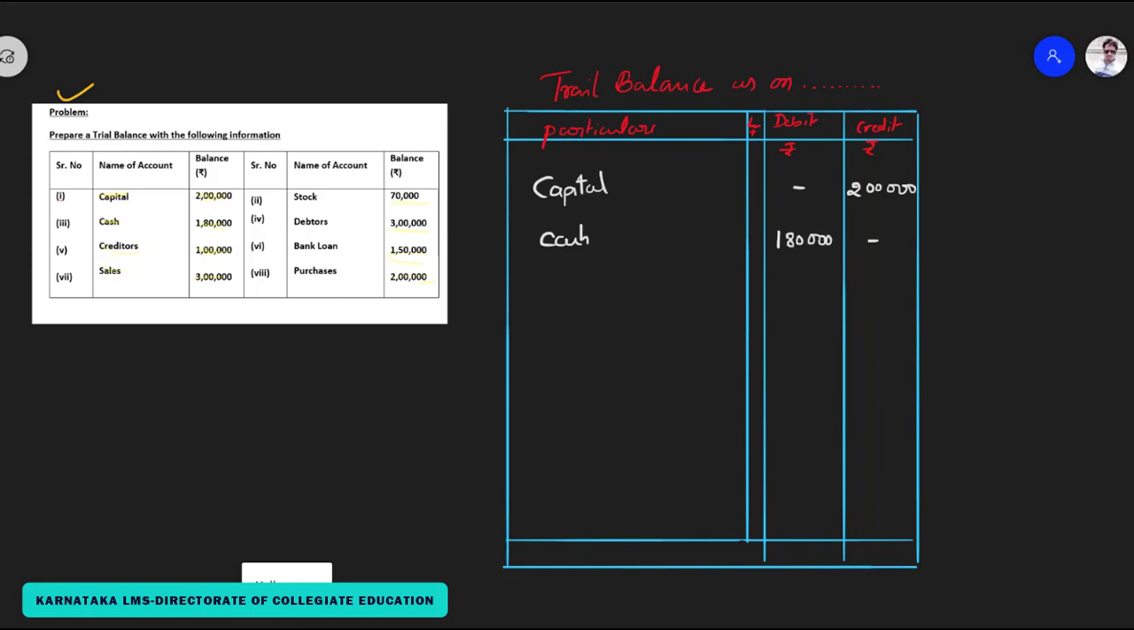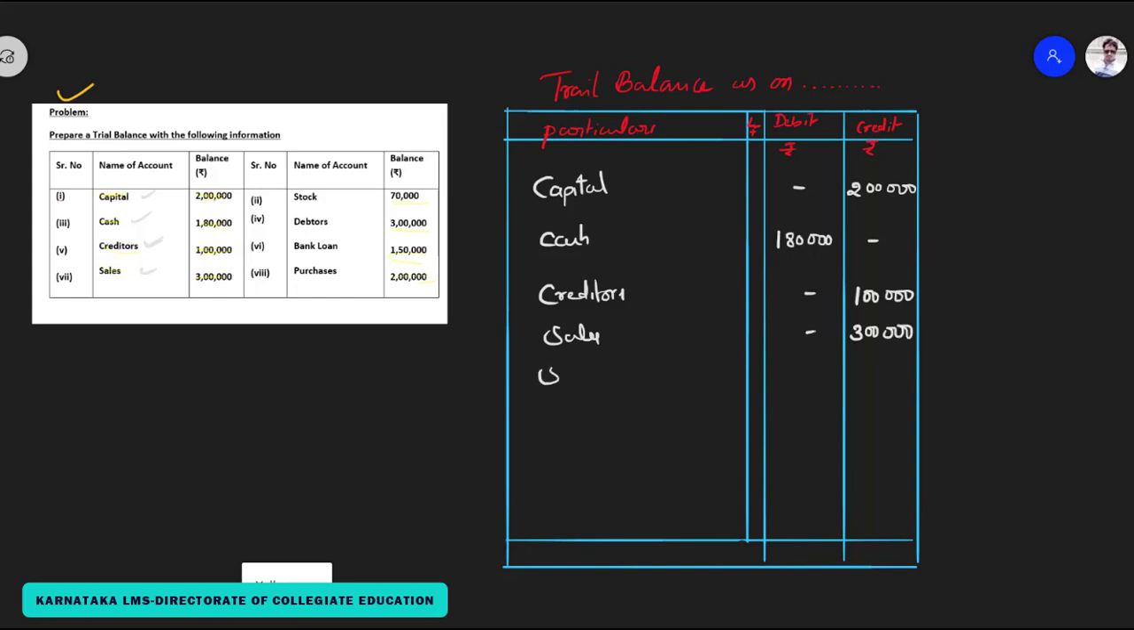So we have completed capital, and we have also completed cash. Now the next one is creditors. Creditors are on the credit side, 1 lakh rupees. Again, we have sales. Sales is an income, so it will be on the credit side, 3 lakh rupees.